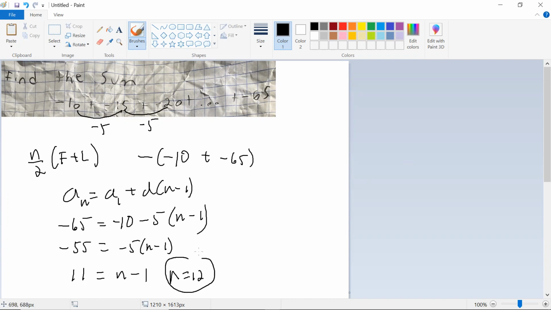So then I come back up here and write in the 12 over 2, which is 6. So 6 times negative 75 is negative 450.